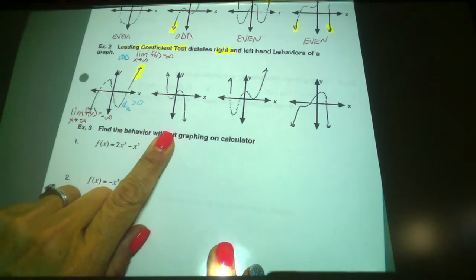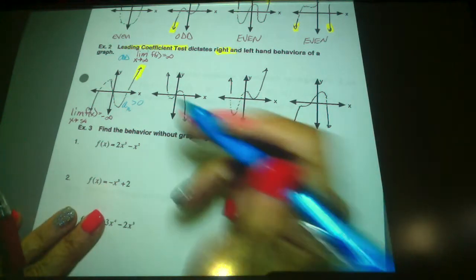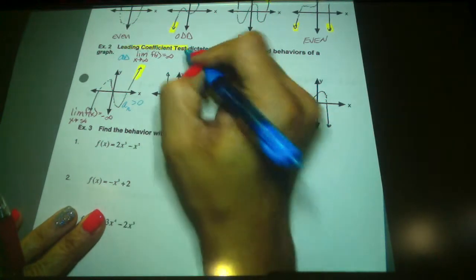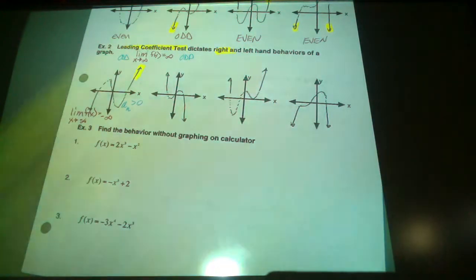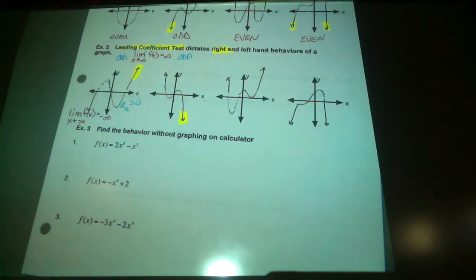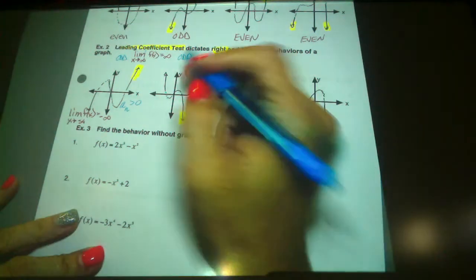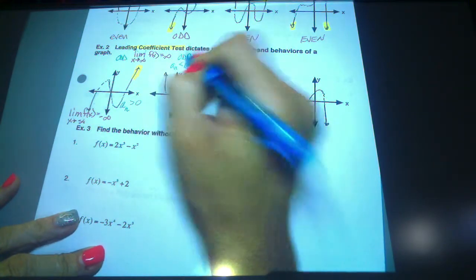Well, look at this one. Even or an odd function? So this is odd, just like the previous one. But look at the right-hand behavior this time. The right-hand behavior tells you that the leading coefficient is what? A sub n is negative because this is going down, so it's less than 0.